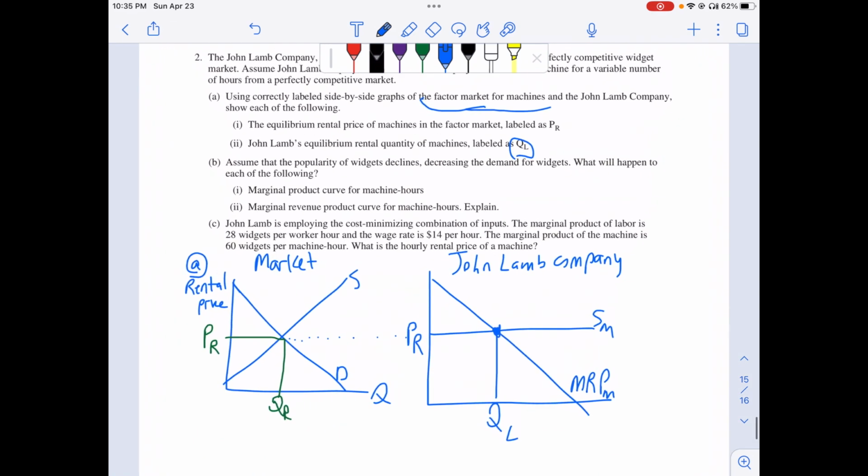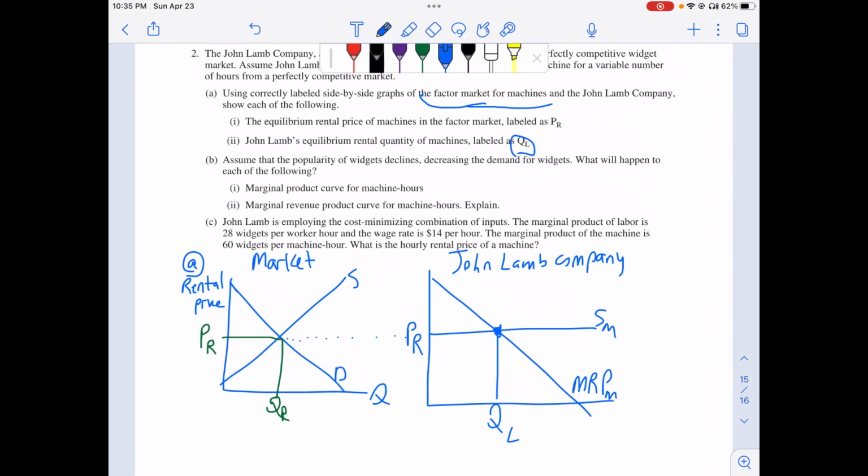Okay. So we have the market, which is just demand and supply, and that gives you your price. And then we have the MRP and the supply of machines for the John Lamb Company. So that would be Q_L. Okay. So that right there, everything labeled. Oh, I need the rental price again up here. So everything labeled here would be 2 points.